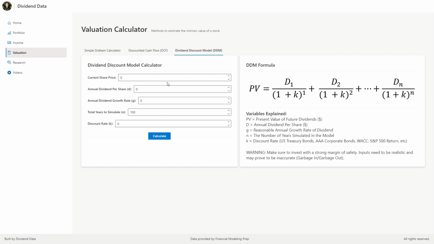interest. I built out this calculator for the dividend discount model. The main inputs are the annual dividend per share, the reasonable annual growth rate of that dividend, the total number of years simulated in the model, and the discount rate. There are different approaches to the discount rate.